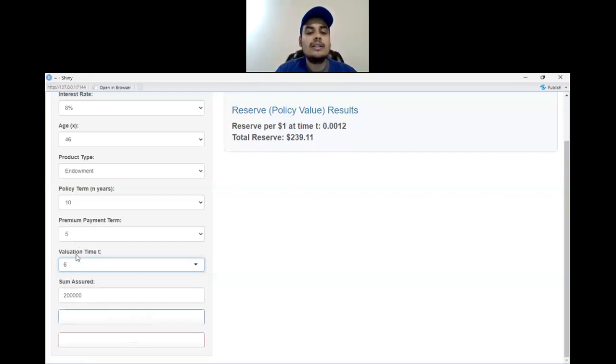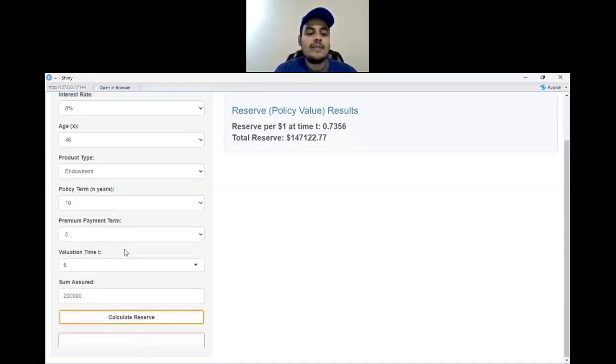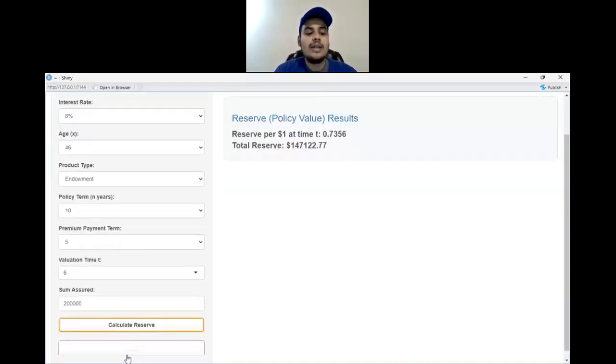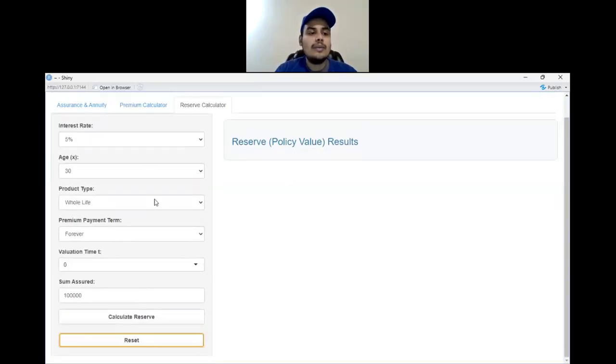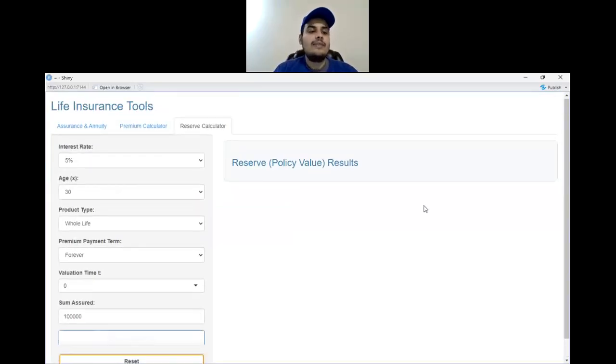So in this case we only get the policy value, that is the reserve, as the actual present value of the benefit. So it's $147,122. So in this way we can calculate the reserve dynamically based on different inputs, and we also have a reset button which resets all the values to the default values, and we can calculate different values accordingly with different inputs. Thank you so much.